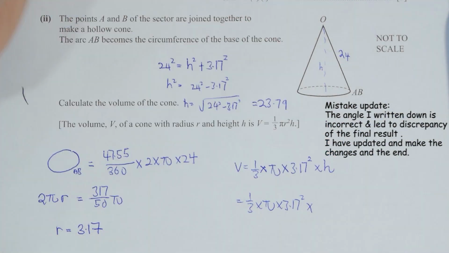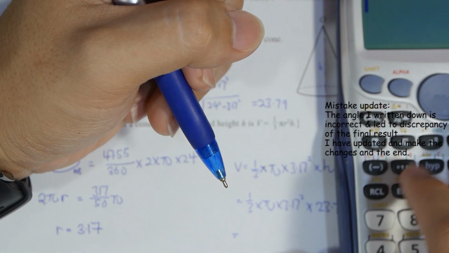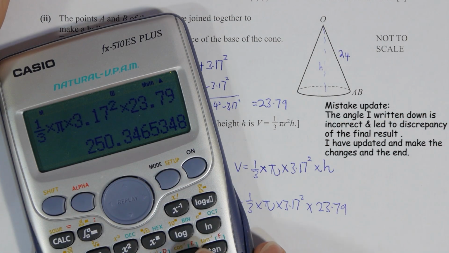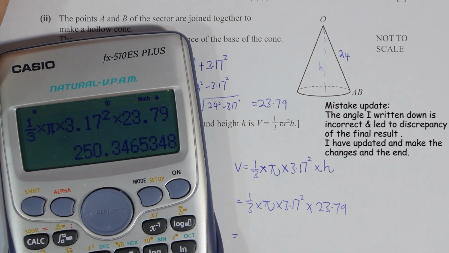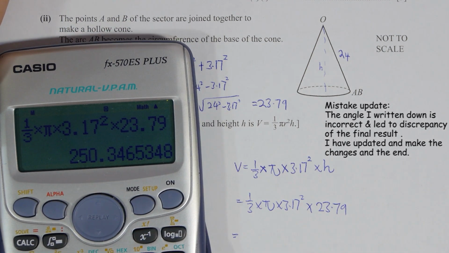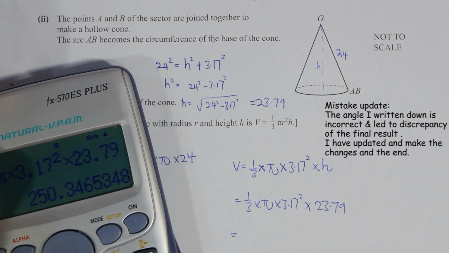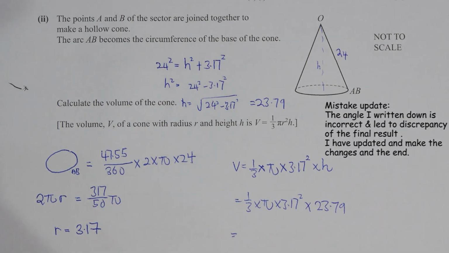With that 3.18, we can now calculate the height of the cone using the Pythagoras theorem. Simply take 24 squared equals h squared plus 3.18 squared. By running the calculation, we'll get the height as 23.79. So substitute all these variables into the formula given, then you will get the volume of the cone as 252 after rounding.